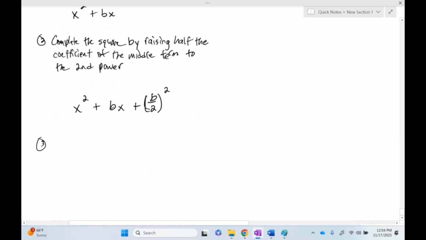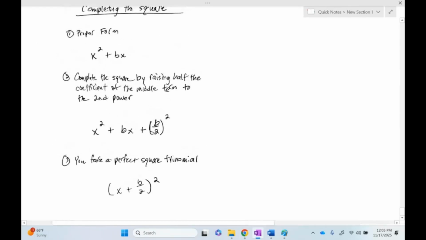Once you complete the square, you force a perfect square trinomial, which looks like this: x plus b over 2, quantity squared. So I'm going to put some numbers in this in a second.